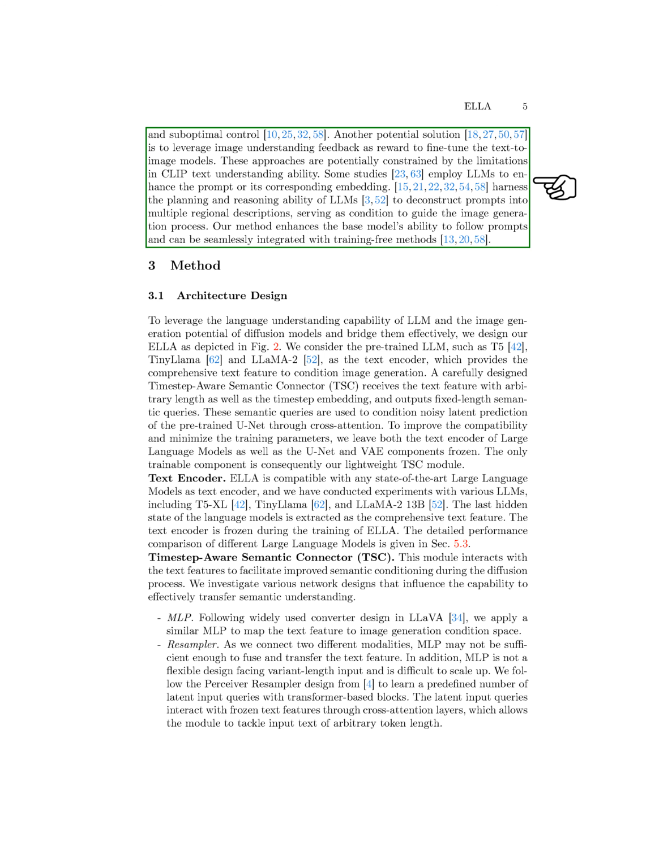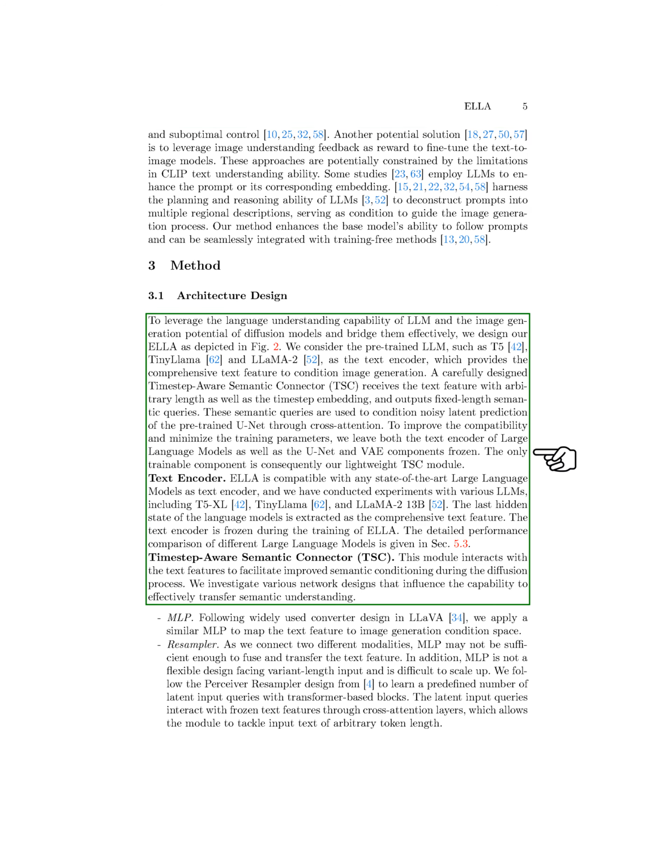To address these challenges, we propose leveraging image understanding feedback to fine-tune text-to-image models. By using feedback from image understanding, we aim to enhance the model's ability to follow prompts effectively. Additionally, we incorporate large language models, LLMs, to improve the prompt or its embedding, allowing us to break down prompts into multiple regional descriptions for guiding the image generation process. Our method enhances the base model's prompt-following capabilities and can be easily combined with training-free techniques.